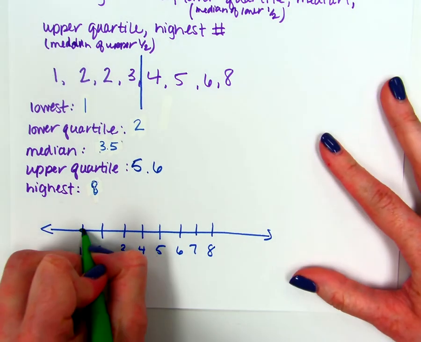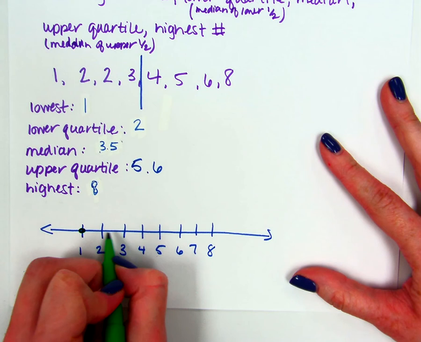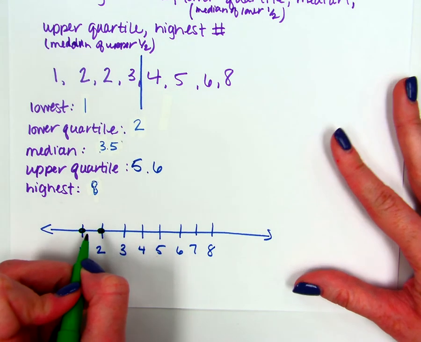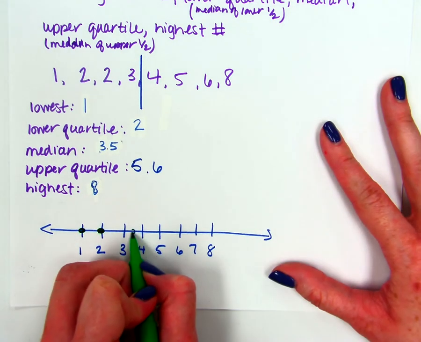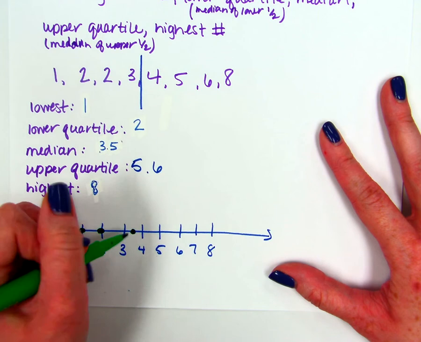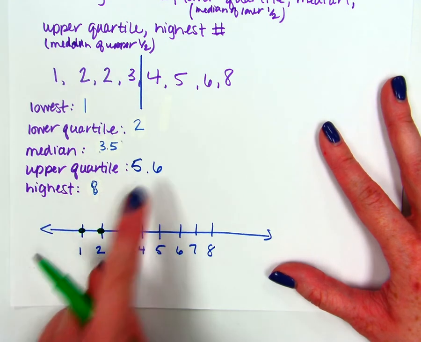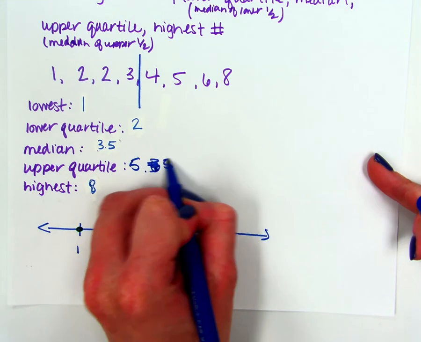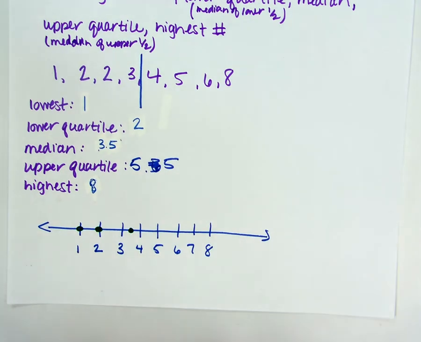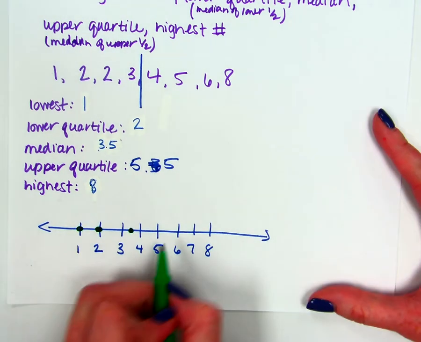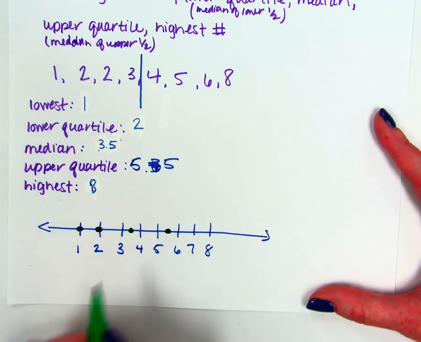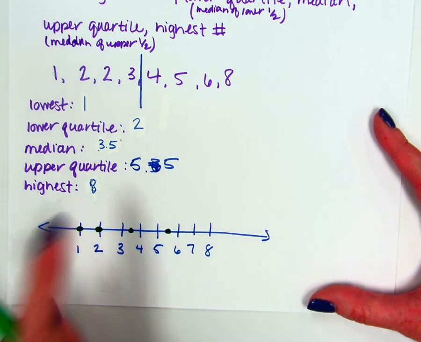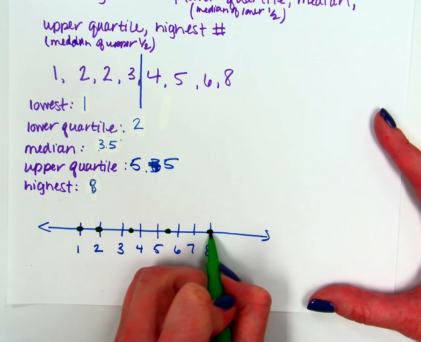My lowest is 1. My lower quartile is 2. My median is 3.5. My upper quartile, oh, I wrote 5.6. My goodness, 5.6, 5.5. So my upper quartile is 5.5, so I'm going to put my dot there. And then my last is my highest, which is 8.